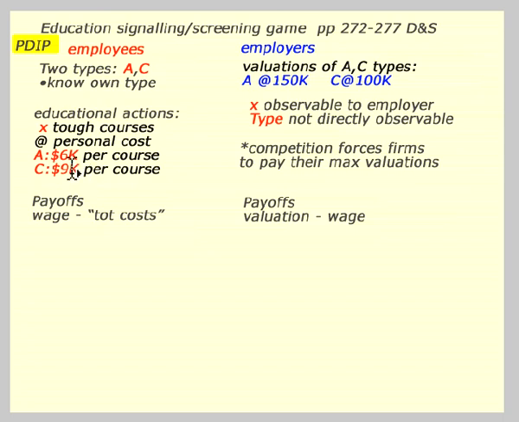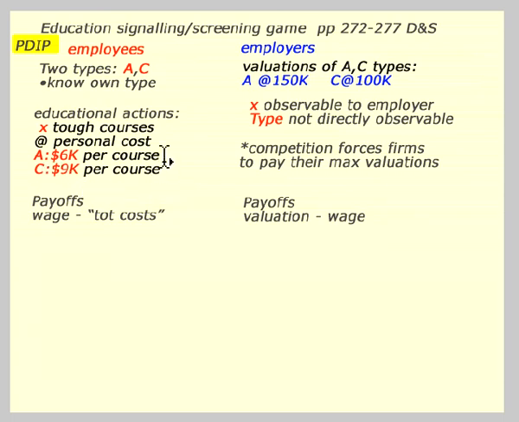Now, by this, we don't mean you both pay the same fees. It's just that, let's face it, when you're trying to pass a course, the dollar expenditure, $500 a course or whatever it is, is one thing, but it's the time and effort that you put into it that is the real cost. And so here we're going to distinguish between the two types. One has a low cost of completing a tough course, and one has a high cost.